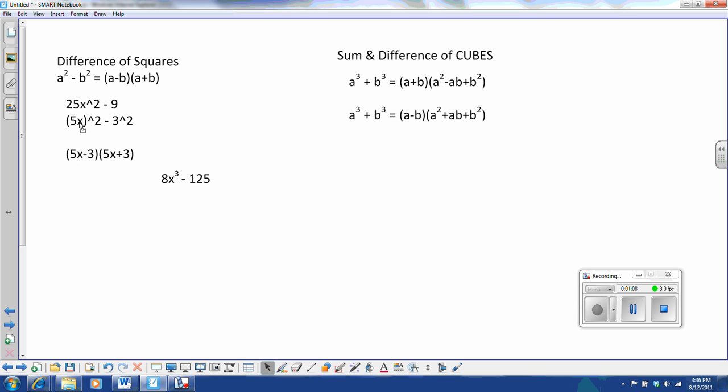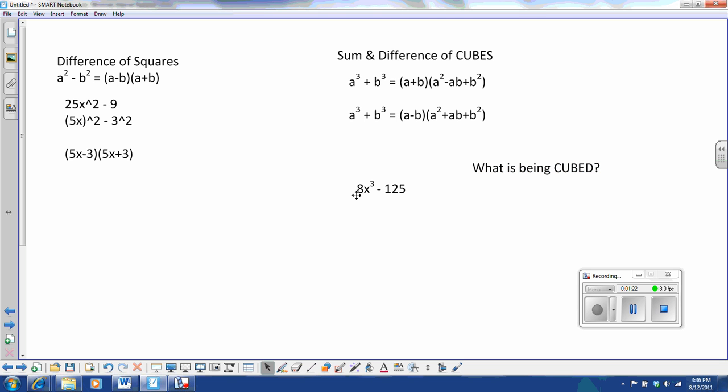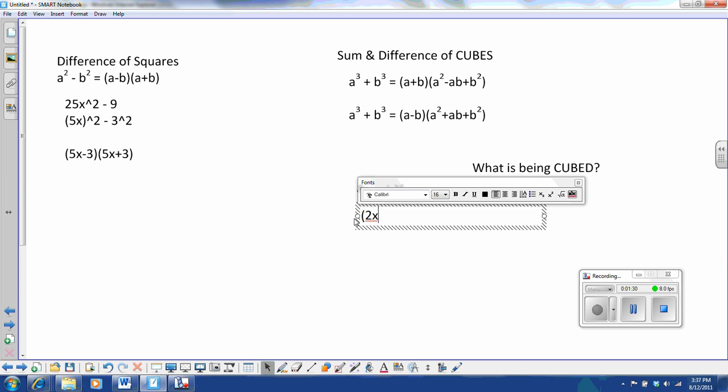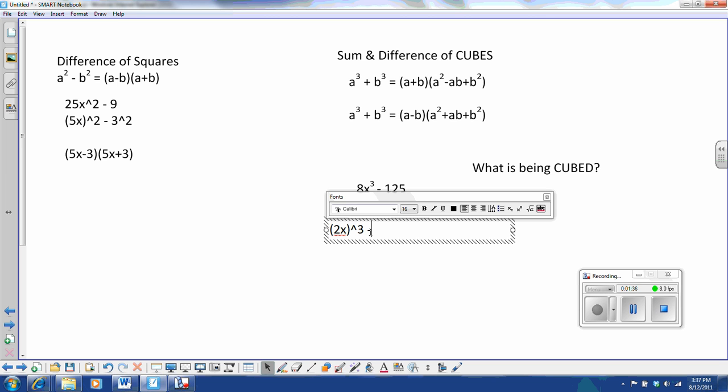Now, when we go through a process for a difference of cubes, or a sum of cubes, it's going to be in exactly the same way. You just have to figure out what is being cubed. So in this example, 8x cubed minus 125. 8 is 2 to the third power, so I have 2x that's being cubed, and 125 is 5 to the third power, so I have 5 being cubed.